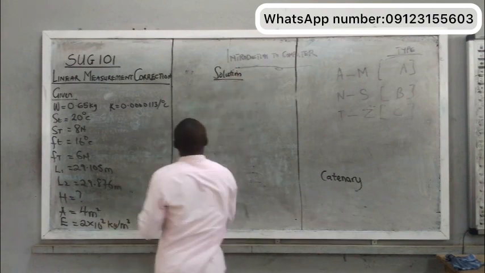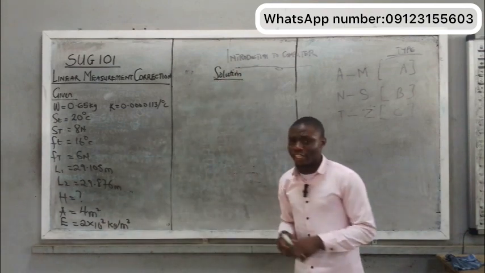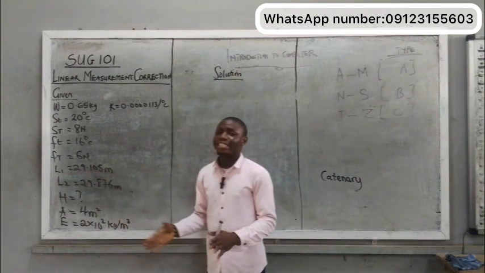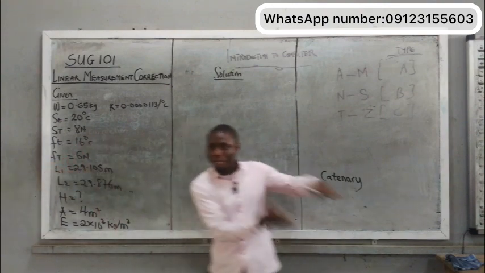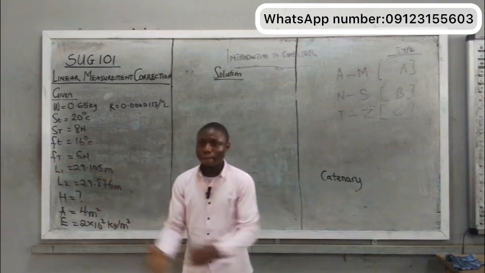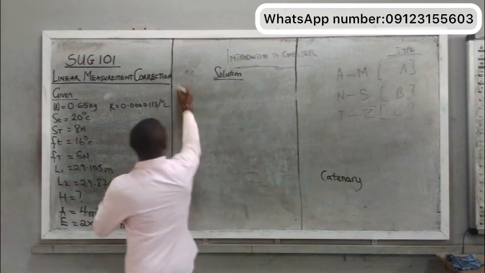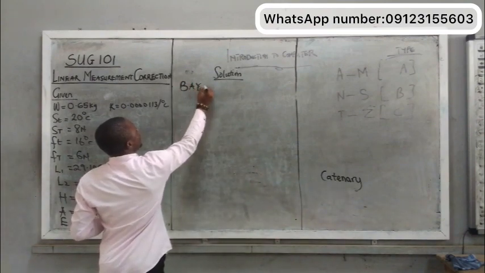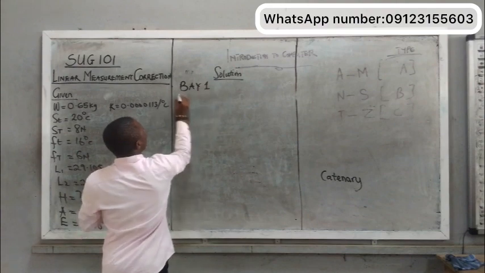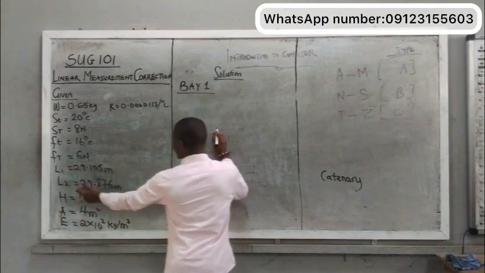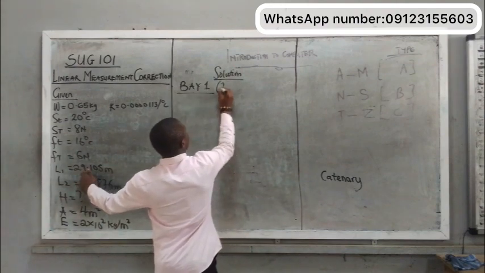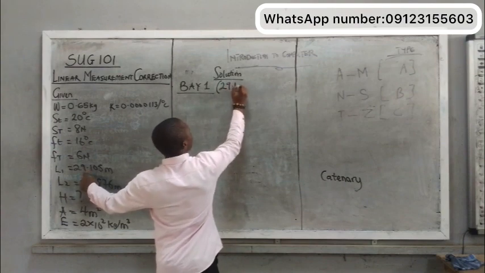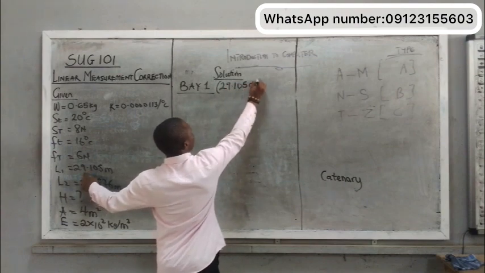Now, listen please. Let's take it this way: L1 and L2, let's take as grade 1 and grade 2, or say part 1 and part 2. Let's start with grade 1. What is the length of grade 1? 29.105 meters for my grade 1.